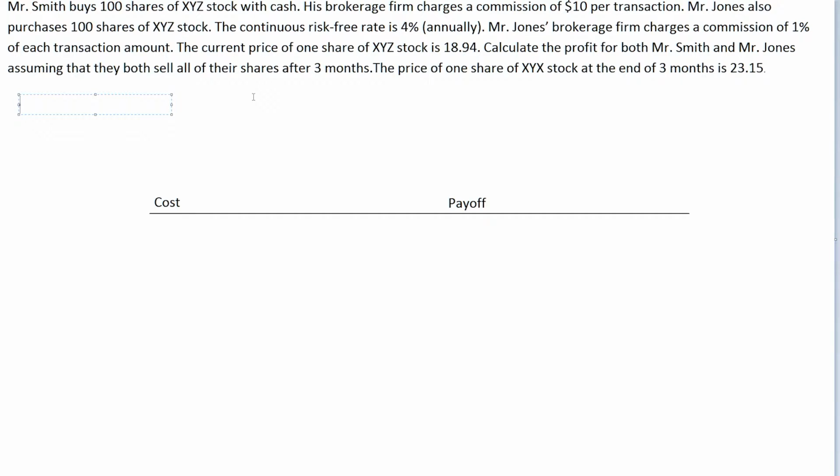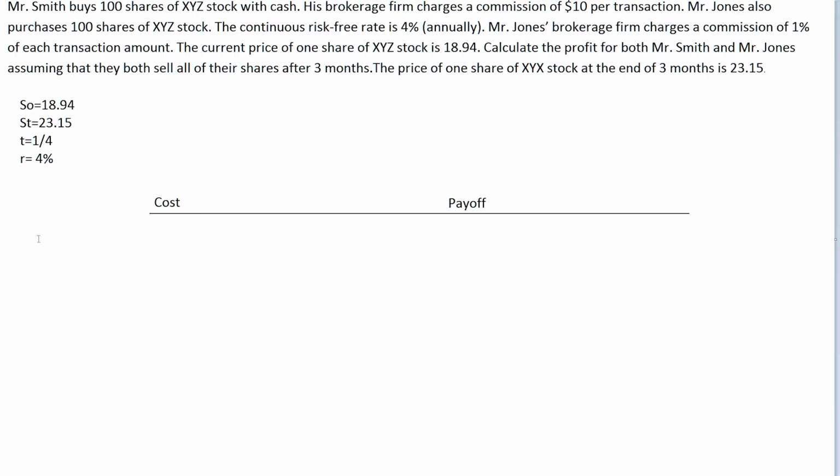So, to start things off, we're just going to get some of our core variables to solve this problem. We know that the stock price at time 0 is equal to $18.94. That's when they purchase it at the start. Our stock price at time t is equal to $23.15. That's when they sell it at the end of 3 months. Our t is the 3 months, which is 1/4 of a year. And then we have our r, the interest rate, which is 4%.